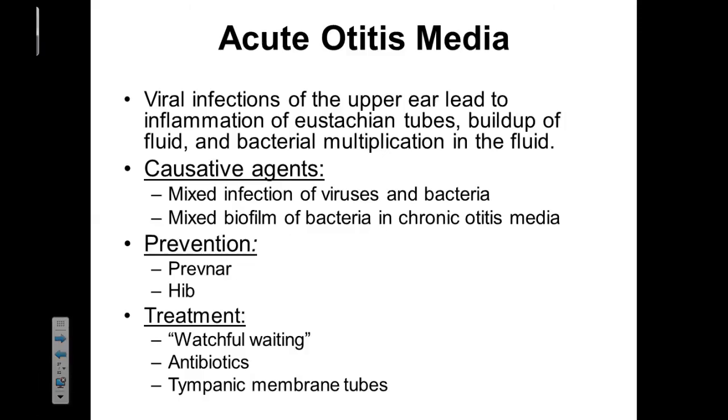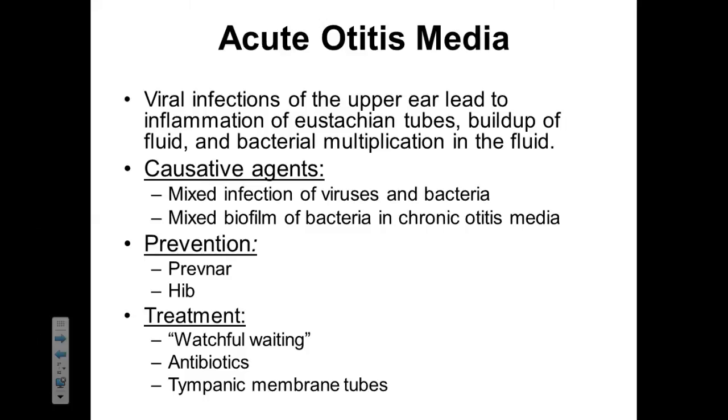We could also have acute otitis media, aka an ear infection, is what most people would call this. Acute otitis media is going to be a viral infection of the upper ear, and this can lead to inflammation of the eustachian tubes, buildup of fluid, and bacterial multiplication in the fluid. Most ear infections, and by most I mean the vast majority, start off as that viral-based infection. And then as the fluids build up, bacteria begin to reproduce within the fluids.